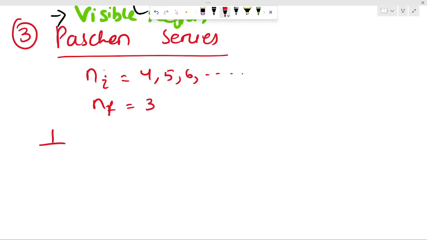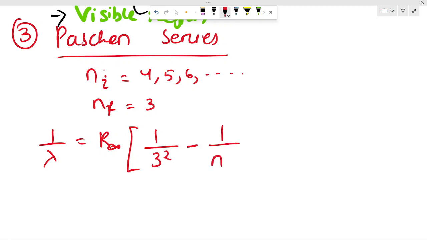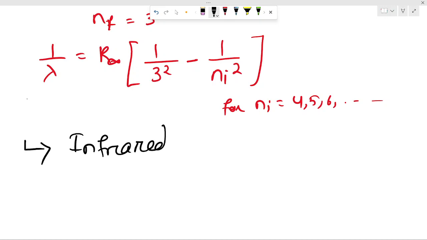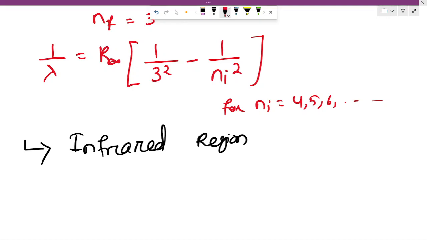So the expression for lambda, that is 1 by lambda, is equal to R infinite times 1 by 3 square minus 1 by n initial square, where n initial will be 4, 5, 6, and so on. In which region does it lie? Generally the Paschen series lies in the infrared region.